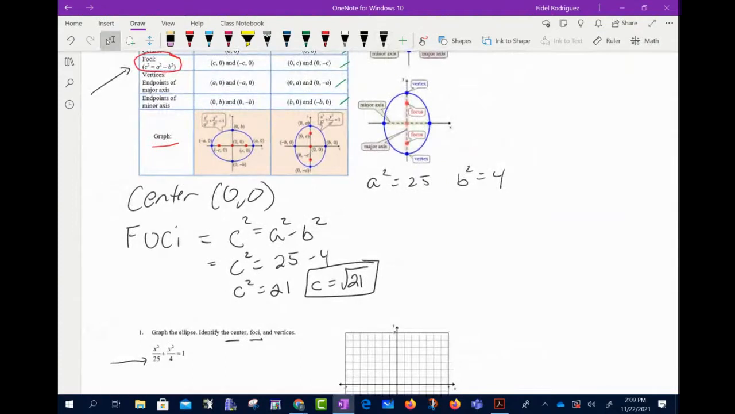Okay. So now let's find the coordinates of the foci. If you notice here, y'all, right here it tells me the coordinates of the foci. The foci are going to have coordinates (c, 0) and (negative c, 0). Everybody agree this is going to be (square root of 21, 0) and (negative square root of 21, 0)?